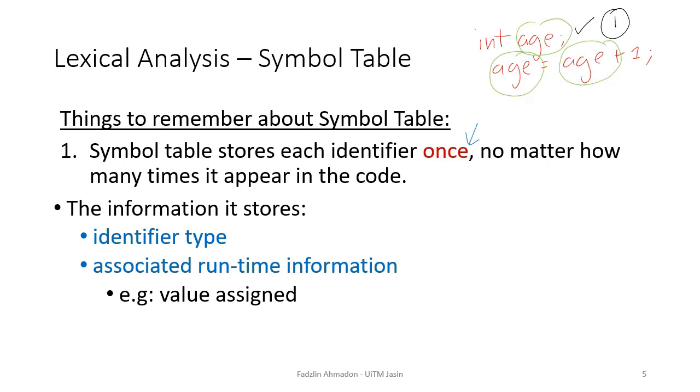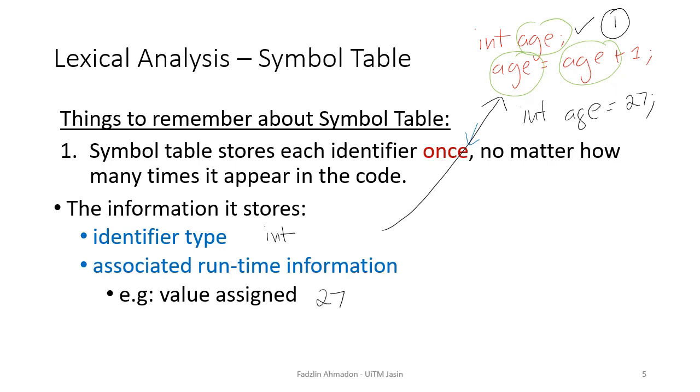Okay, what are the things that are stored associated with this identifier? First of all, the identifier type. If you're looking at this particular example, the type would be integer. And then what is the associated runtime information? For example, we haven't set up any values here, but if we have integer h equals to 27, the runtime information for the value assigned would be 27.